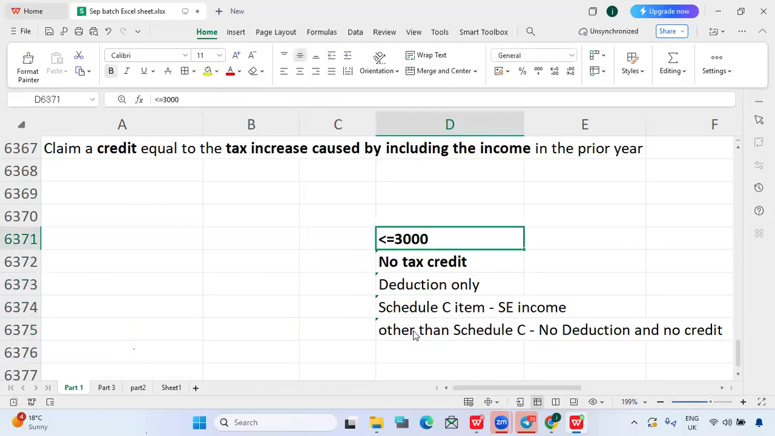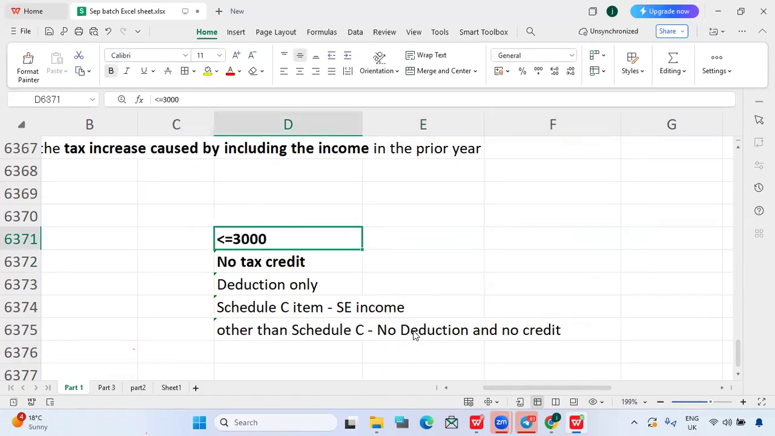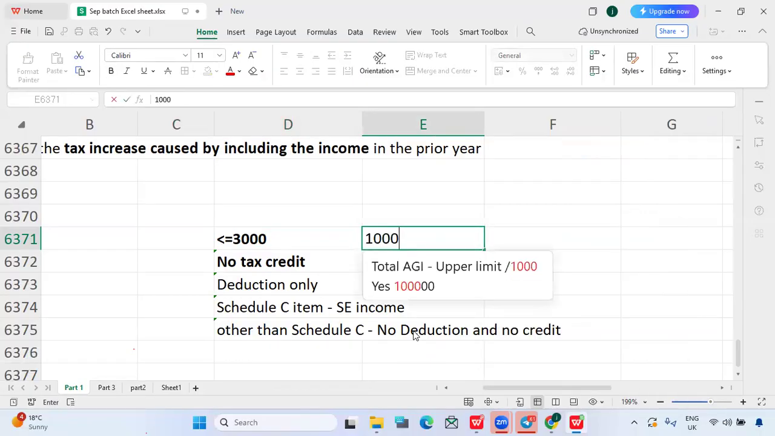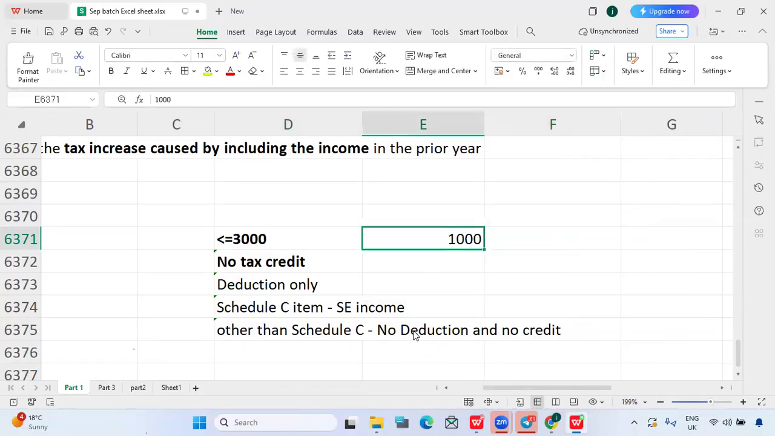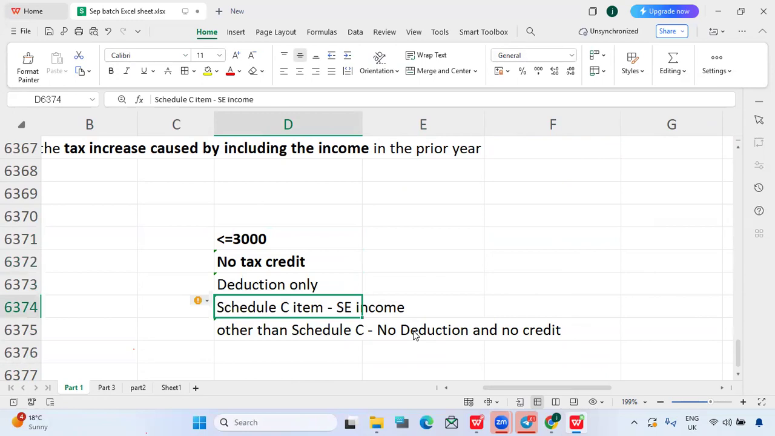Because on $3,000, how much will we hardly pay? On $3,000 times 10%, so $300. So IRS won't give any benefit; if it is less than or equal to $3,000, we have a threshold. Let's say it is $1,000, then hardly we can save $100. So IRS won't give any benefit for those cases. So simply, if it is a Schedule C item, then you can take the deduction in the same Schedule C only, deduction only for Schedule C.